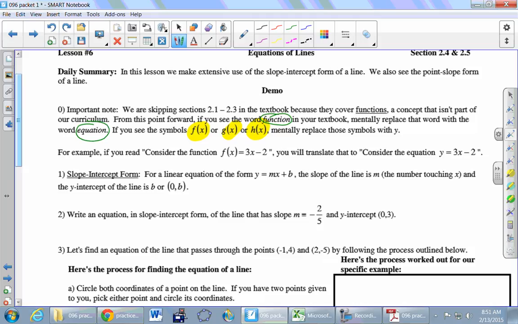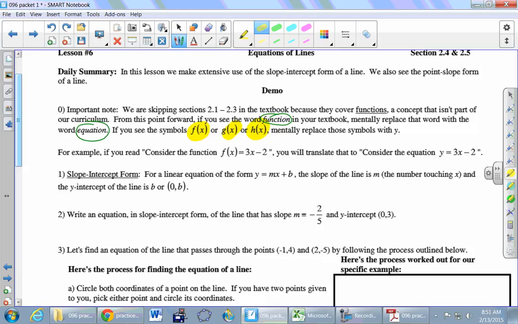Okay, so we are doing more translating. If you see the word function, you change it in your mind to the word equation. If you see any of these mysterious symbols, F parentheses X, G parentheses X, H parentheses X, in Ramses's example, it was P parentheses X, any of that kind of notation, you're going to mentally replace those symbols with a Y. Just simply change all of that stuff, F parentheses X, into the single letter Y.